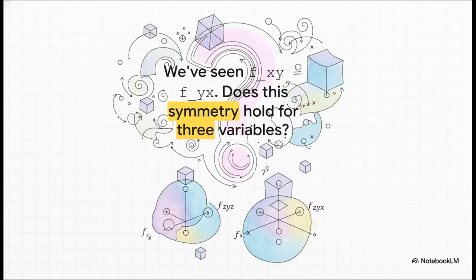So we've nailed down that fxy equals fyx. But that leaves us with one last question to chew on. What happens if we throw a third variable, z, into the mix? Do you think that f sub xyz would be the same as, say, f sub zyx? Or any other jumbled up order? Think about how the logic we just used might extend. It's a cool thing to ponder.